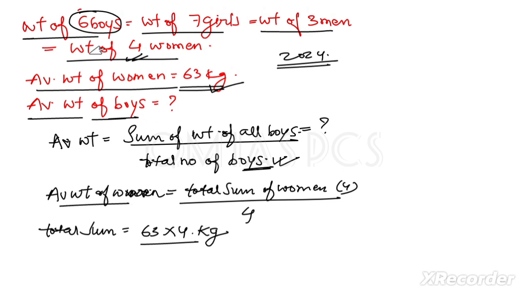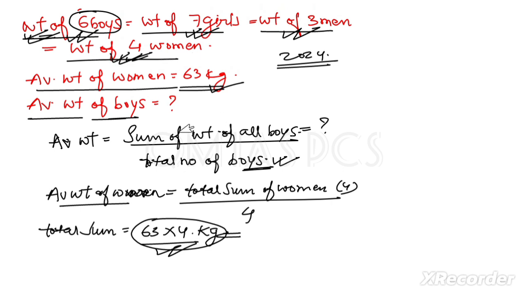Right. Now just see the equation. It is given that the weight of 6 boys is equal to the weight of 7 girls, which is equal to the weight of 3 men, and that is equal to the weight of 4 women. This 63 multiplied by 4 is equal to this one, and this one, and this one. So we can equate all 4 weights with this weight. But our required value is the weight of 6 boys. So this value is the weight of 6 boys too, the weight of 7 girls also, the weight of 3 men also, and the weight of 4 women, which we have solved right now.